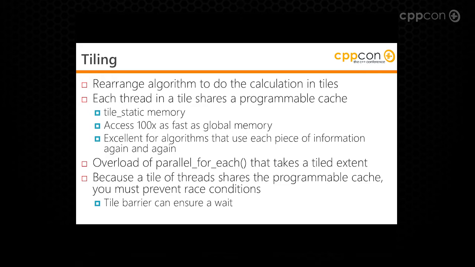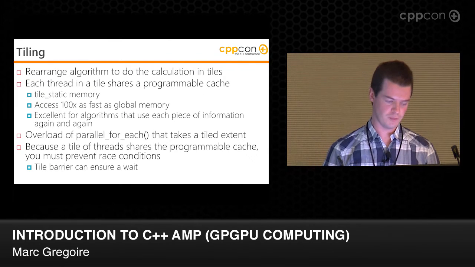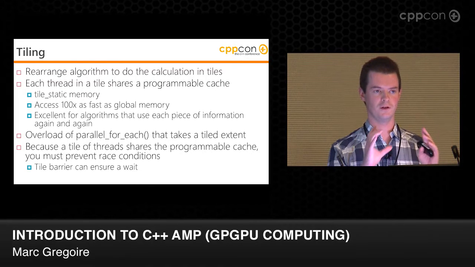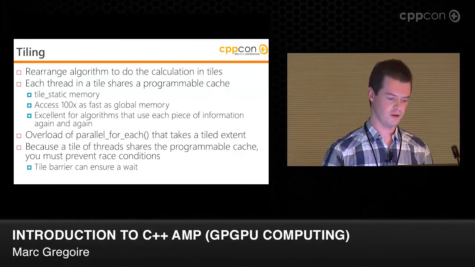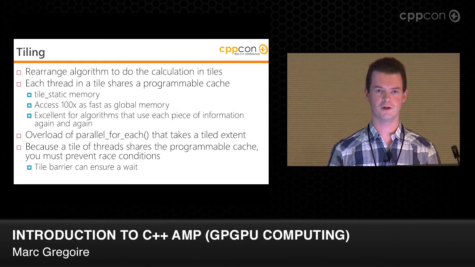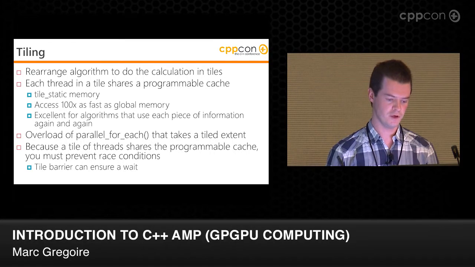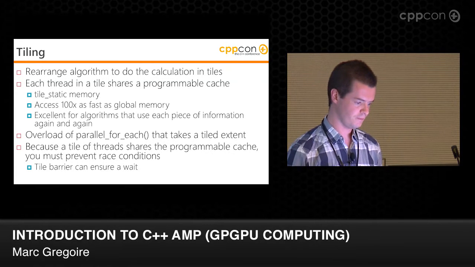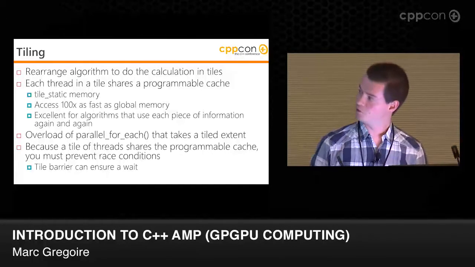There is this thing called tiling. This is a pretty advanced feature of C++ AMP, so I'm not going deeper into this. Basically, you split your work in smaller batches so that they fit in a faster cache on your GPU. Then you can get a much greater performance increase. But yeah, there can be some race conditions, and it's much more complicated. So that's for another presentation.